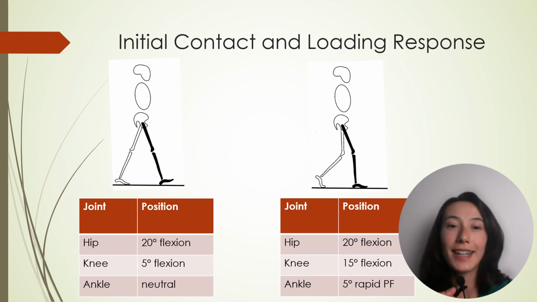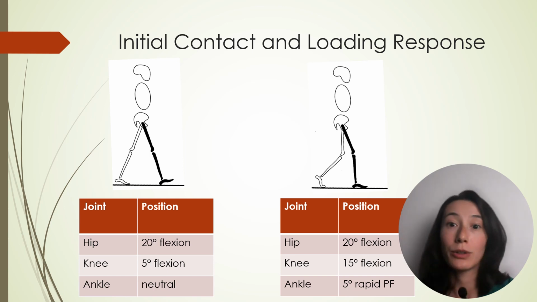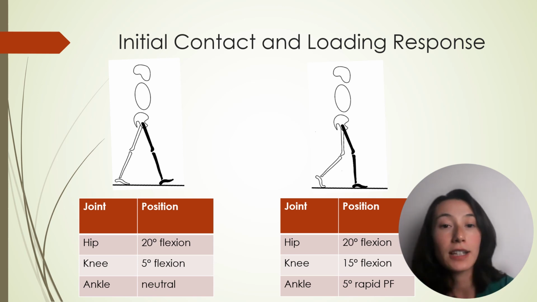Next joint, the ankle. When you land in initial contact, your ankle is in a neutral position. It's not in plantar flexion, it's not in dorsiflexion, it's 0 degrees. Now, why not plantar flexion? Well, if you're in plantar flexion, you would be landing with either a forefoot contact or a flat foot contact. It's called heel strike for a reason, right? You're landing on your heel. So you know that your foot will not be plantar flexed.